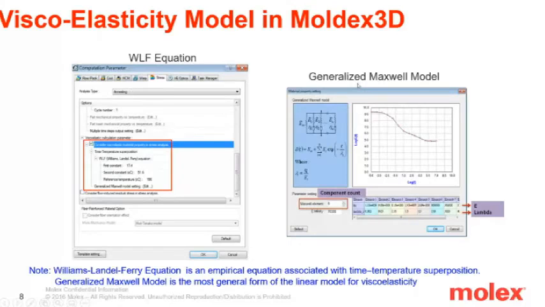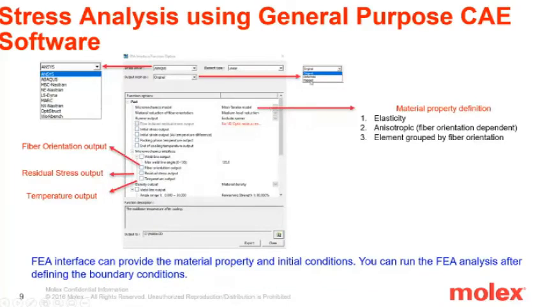And the generalized Maxwell model. That's the most general form for the linear model of viscoelasticity. It's just a combination of springs and dashpots in parallel. But usually most of the data has only generic values for these parameters. So if you want to add more accurate data, you need to do some tests.